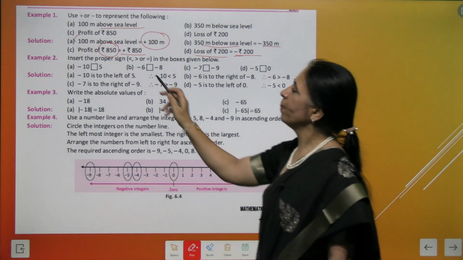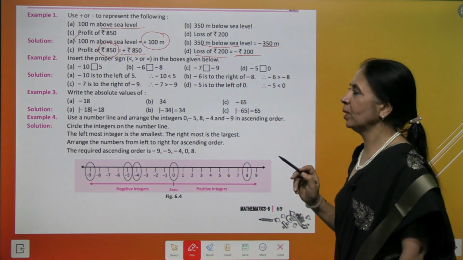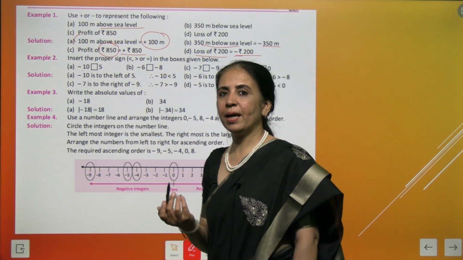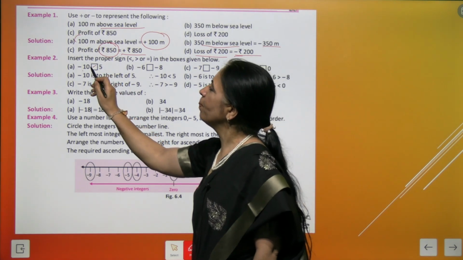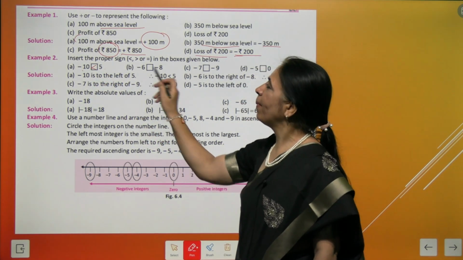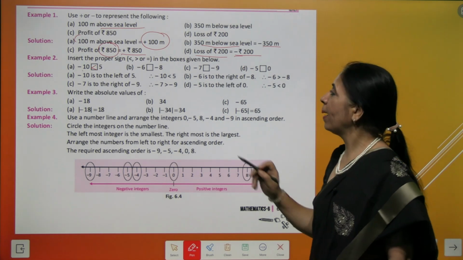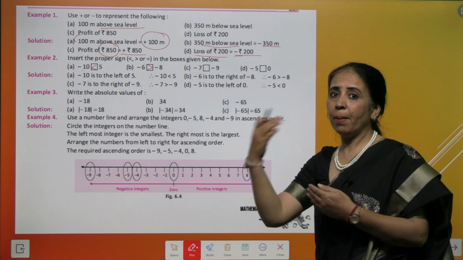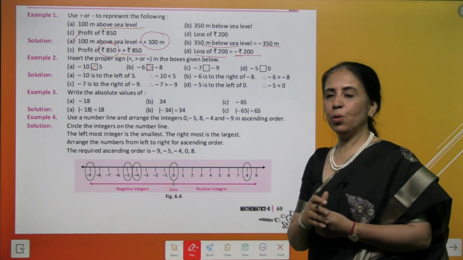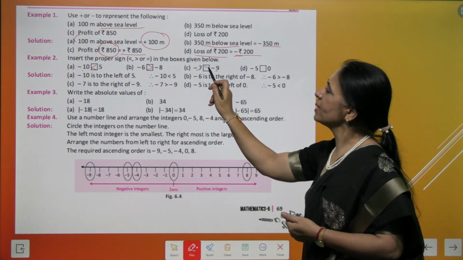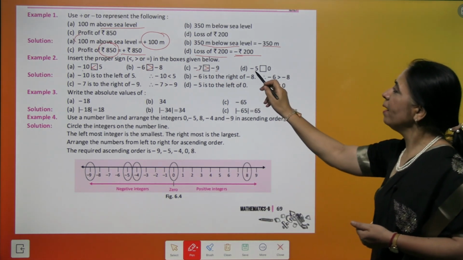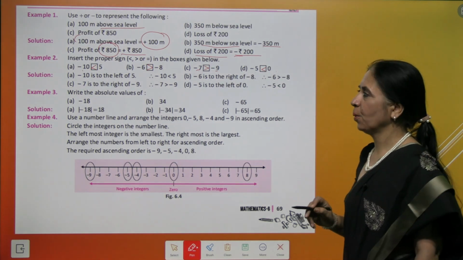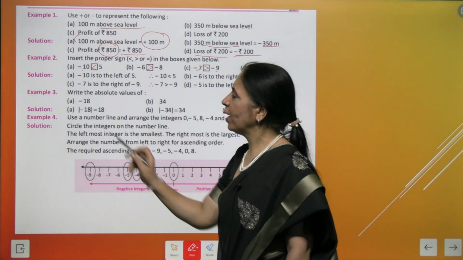Now insert the proper sign, greater, smaller or equal to in the boxes. आपको यहाँ कंपेयर करना है -10 और 5. I told you कि नेगेटिव नंबर हमेशा छोटा होता है, so we put the sign like this. And if you have -6 and -8, so here -8 is smaller. बिकॉज इन नेगेटिव जैसे ही आपका नंबर छोटा होगा उसकी नेगेटिव वैल्यू बड़ी हो जाएगी. -7 and -9, so -7 is greater, and when negative and 0 is compared, so negative number is smaller than 0. Got it?